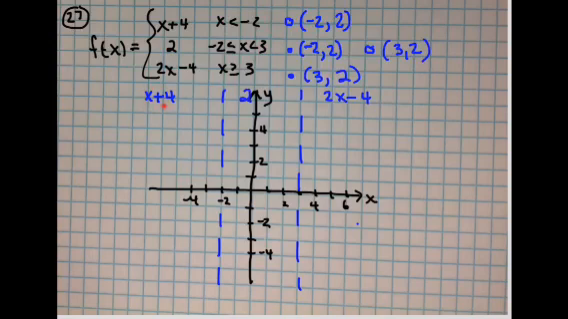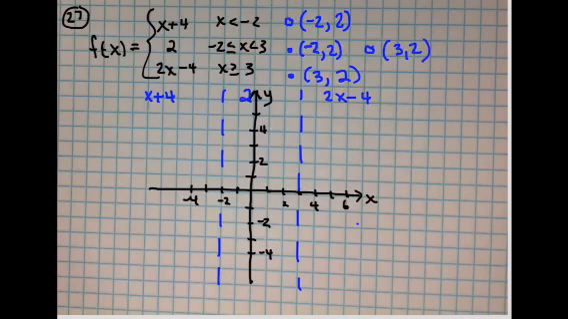So the first section is x plus 4. Why? Because it's less than -2. The middle section is 2, because that's what the middle section says right here. Between -2 and 3, my graph is at 2. And the third section is x greater than or equal to 3, so that's this one right here.